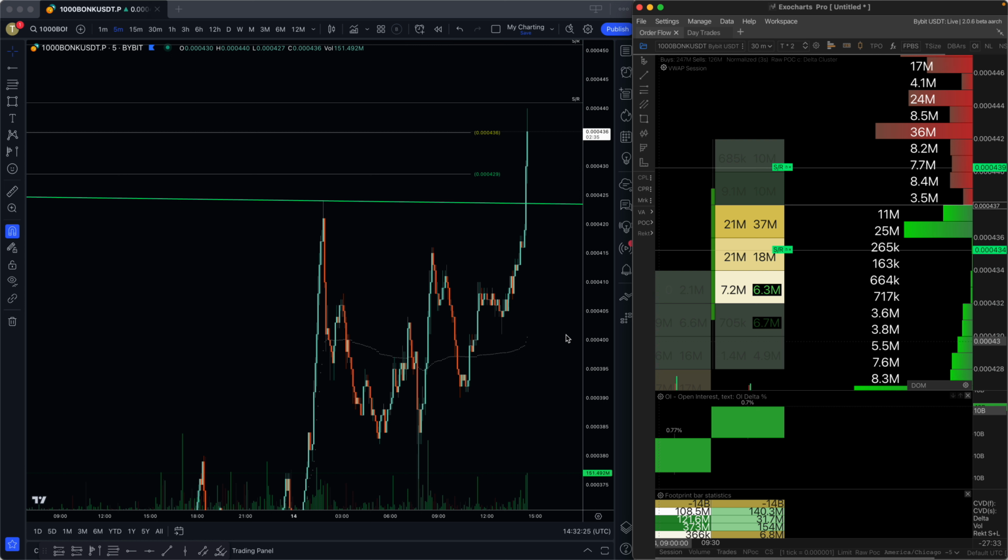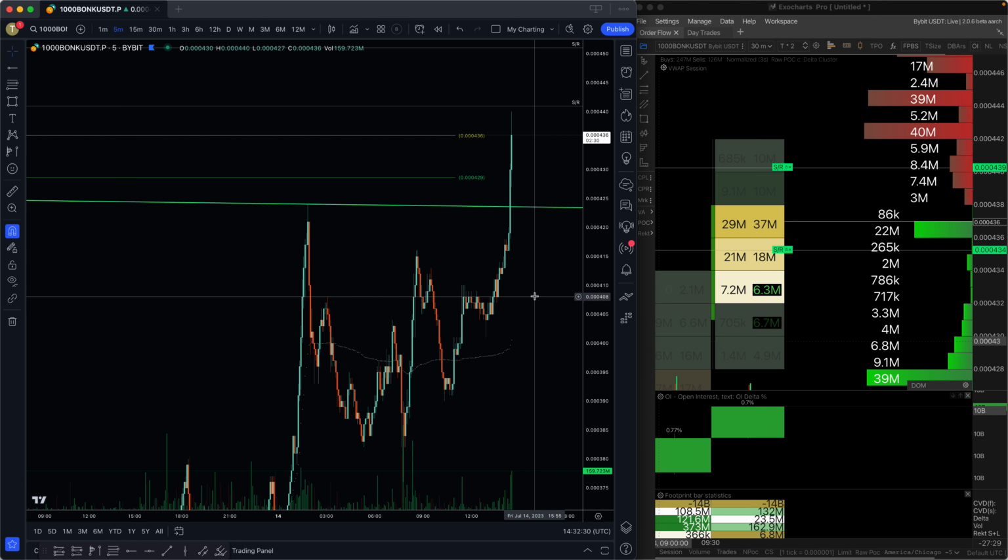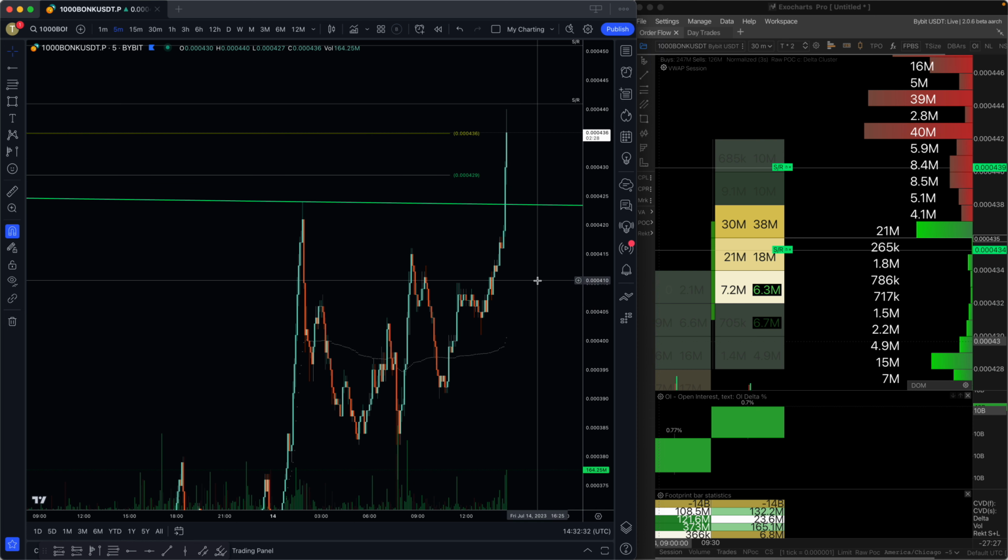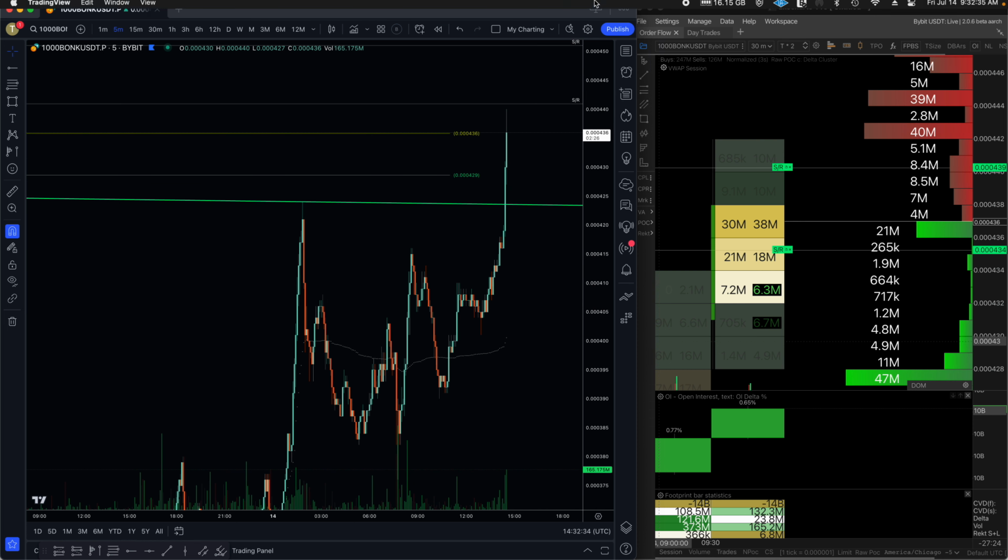I know this changed from a video on showing you how this cup and handle pattern forms to a live trade, but sometimes you gotta take what you can get.